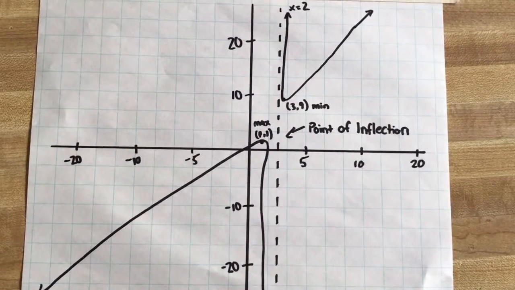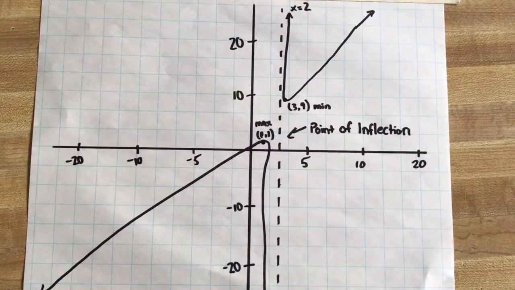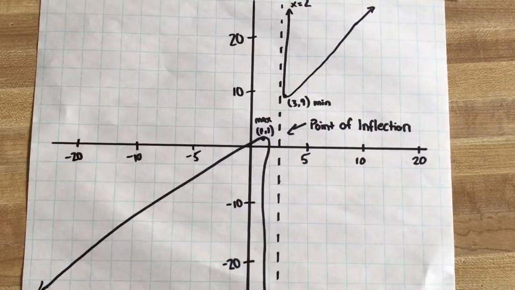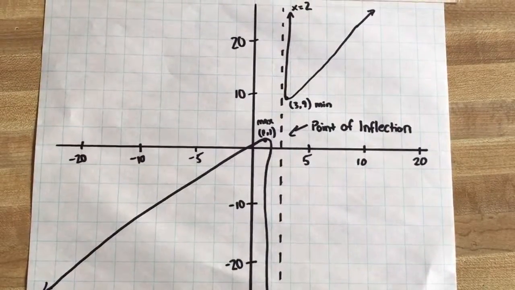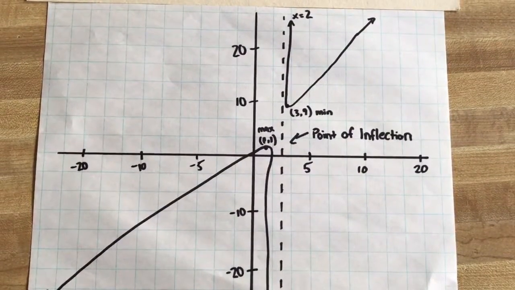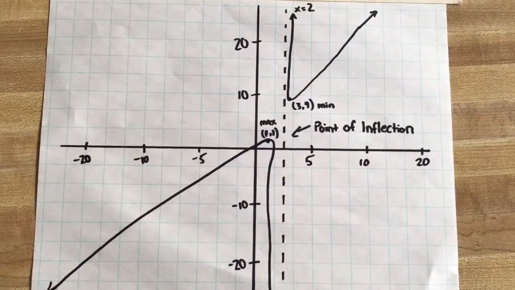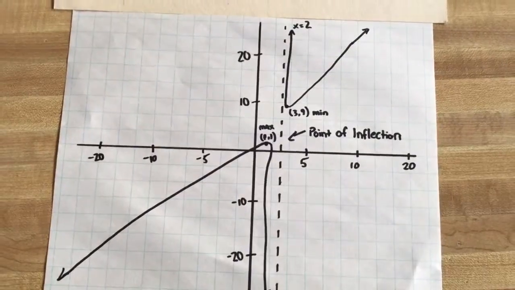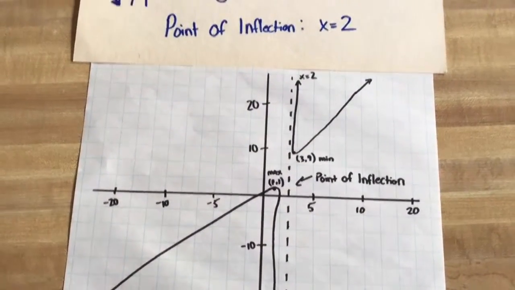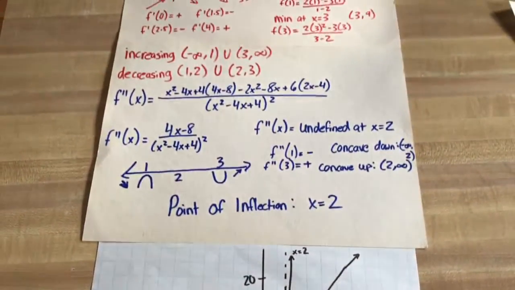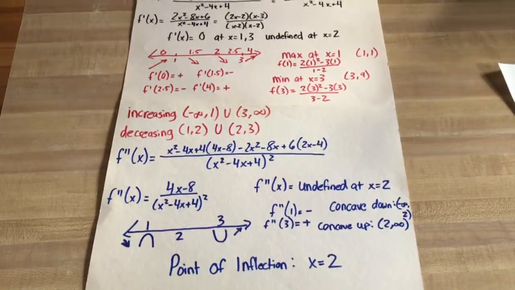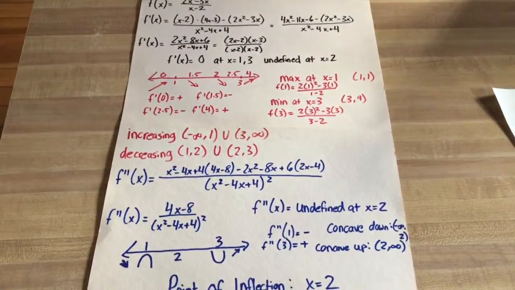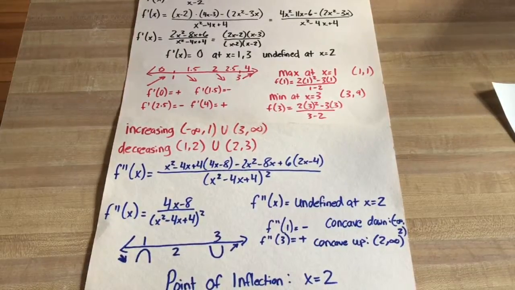From this data, we were able to put together a graph using the sign charts of the first and second derivative, because we now have the knowledge of where it is increasing, decreasing, concave up, concave down, where there's an asymptote, and all the critical points. So from negative infinity to 1, we made our graph constantly increasing until it reached what we found as a maximum at the point (1, 1).